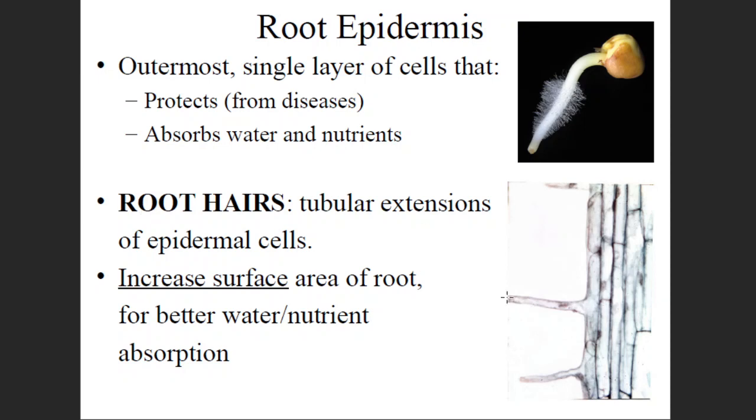Next are the root hairs, small hair-like structures. These are tubular extensions of epidermal cells. What are they there for? They increase the surface area of the root. They help in better transport of water and absorption of nutrients and other components from the surrounding matter.